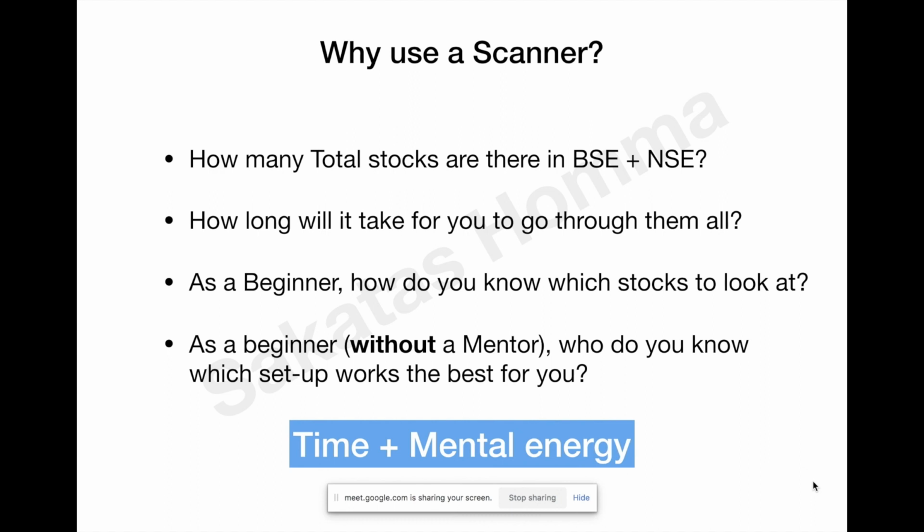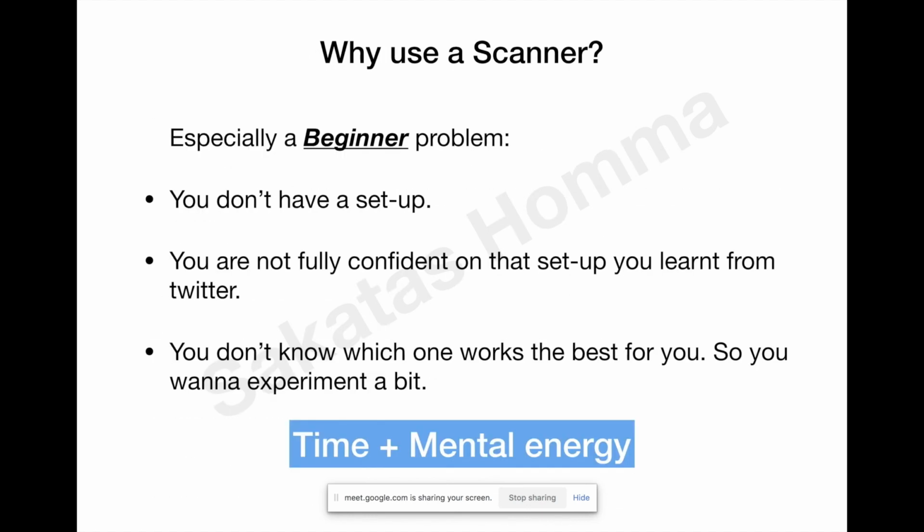And as a beginner, how do you know which stocks to look at? Which stocks you want to put your money in. The same thing, beginner, doesn't matter whether you are a TA or FA. Especially if you are a beginner and without a mentor, I'm talking from my personal perspective. If you don't have a mentor, if you don't come from a background who knows about stocks and all, you would be drowned. You would find it very difficult. First of all, you have a lot of setups. You don't know which ones work the best for you. It's a beginner's problem, right? You don't have a setup first of all.